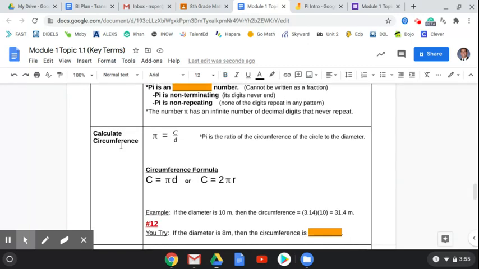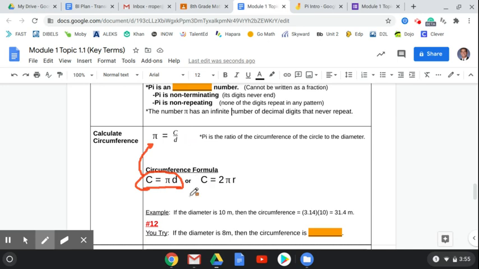Now, when calculating the circumference of the circle, so the distance around the circle, we've already said that pi is equal to the circumference of the circle to its diameter. Oftentimes you will see the circumference formula written as C, circumference, is equal to pi times diameter. Notice how pi is written right next to D because this is understood to be multiplication. This formula right here is coming from what pi is, pi being the ratio of the circumference to the diameter.